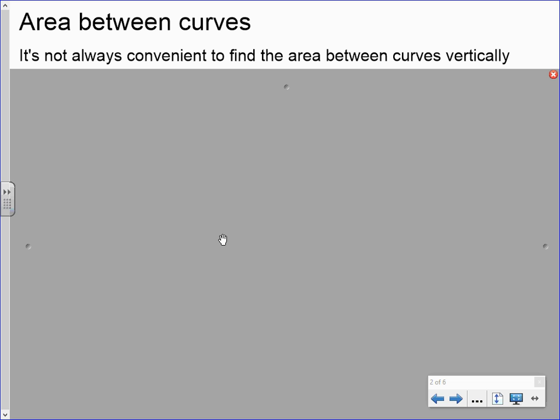Have a conversation at your table. How are things going to change when we go horizontally? Not just top minus bottom, but what else is going to change about maybe our integral?